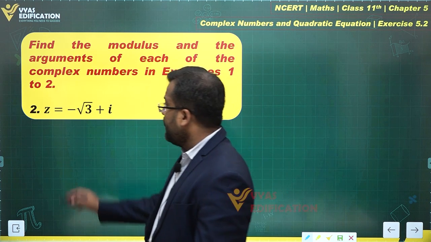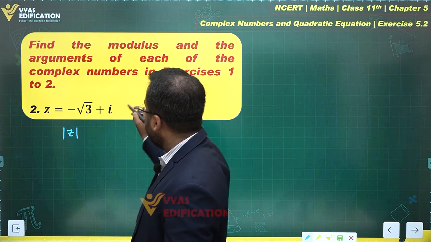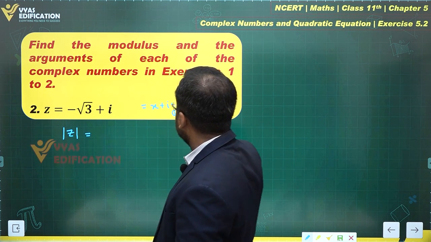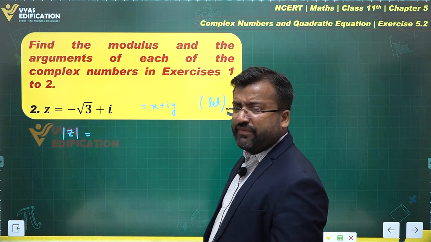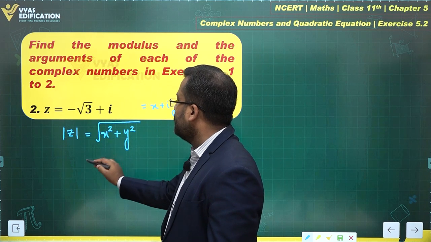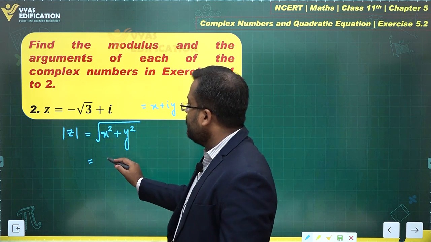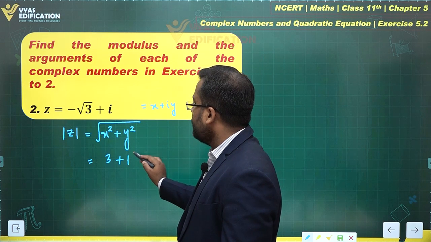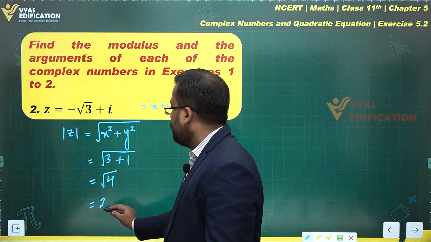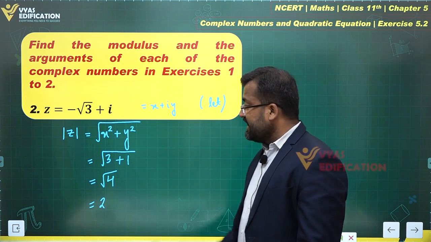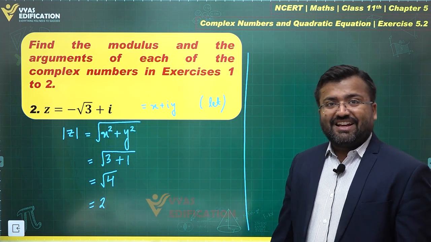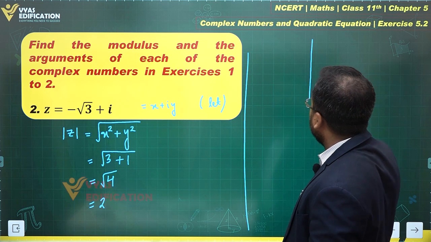The modulus, as you may recall, is very simple. Modulus of z, if this is x plus iy, then modulus of z would be equal to x square plus y square under root. And what will that give me? This will be equal to minus root 3 square, which is 3, plus y square, which is 1, and under root of 3 plus 1 would be under root of 4, which gives me 2. So modulus of z in this case is 2. For the argument of z, what are we supposed to do? We'll draw the diagram, the Argand plane, first of all, and mark the point in the Argand plane.